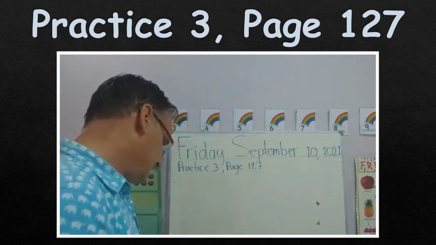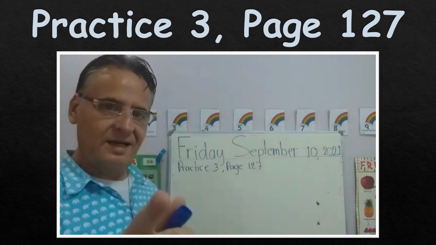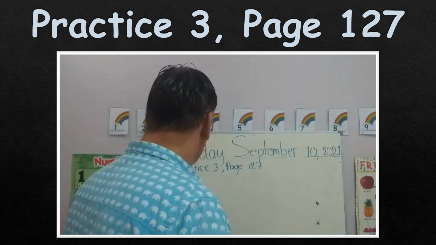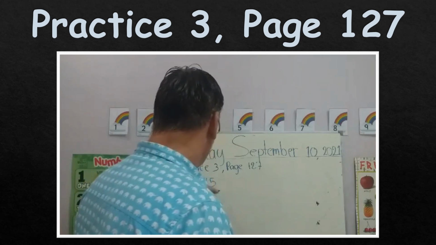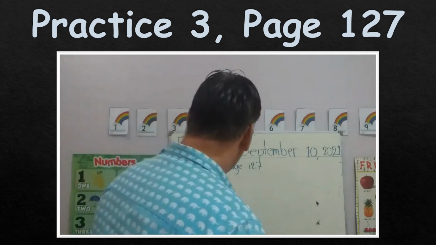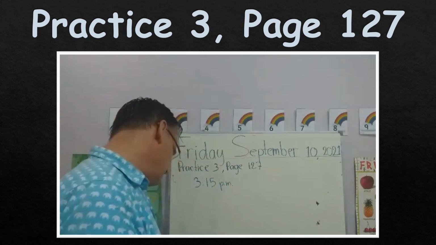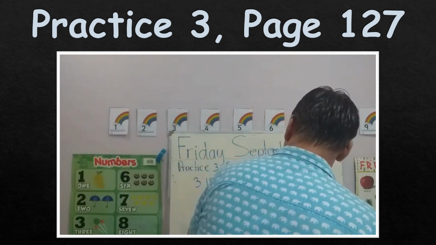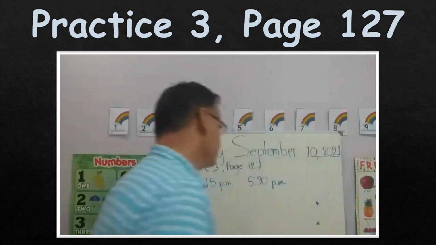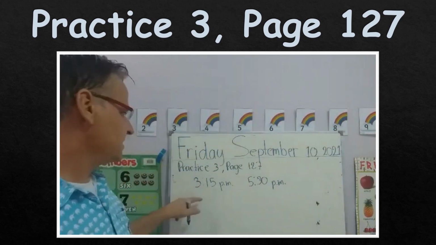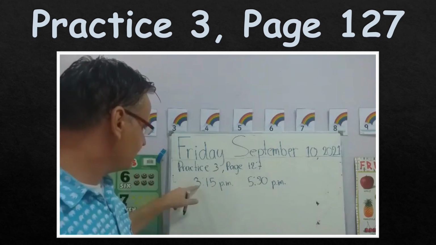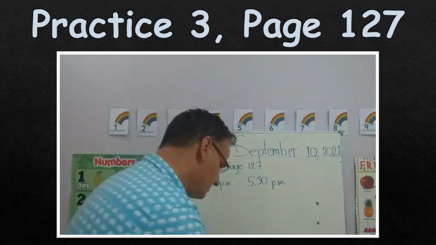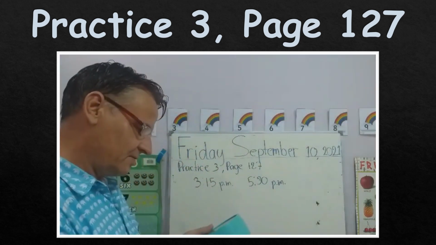Now, I don't think this is very difficult. Again, start with what we know. What do we know? She started at 3:15 p.m. It says p.m. And she finished at 5:30 p.m. Now, the question is, how many hours and minutes is it from 3:15 p.m. to 5:30 p.m.? Now, shall we use the clock again? Let's use the clock for this one.